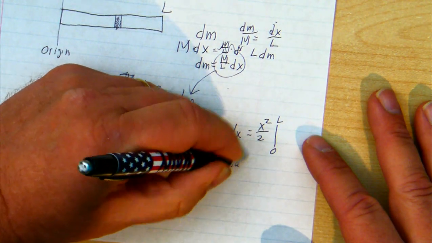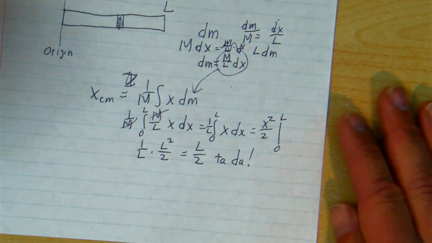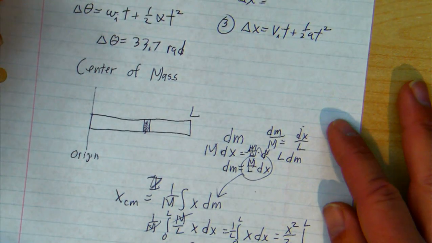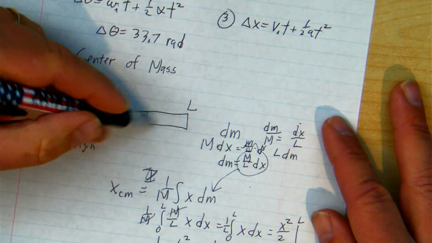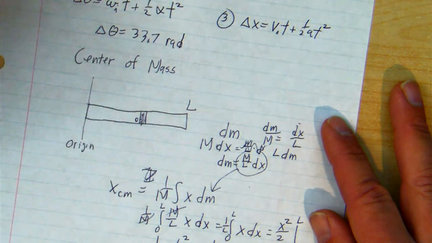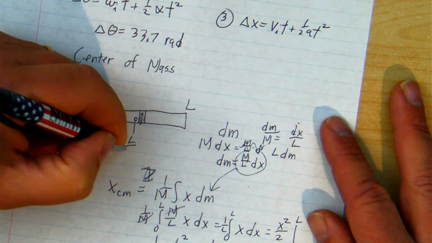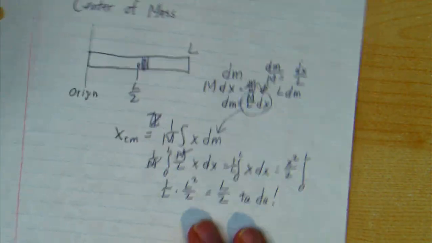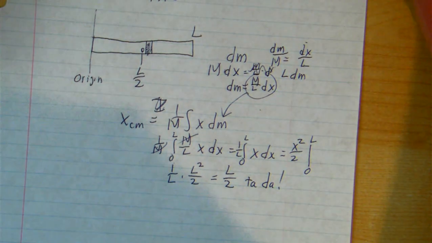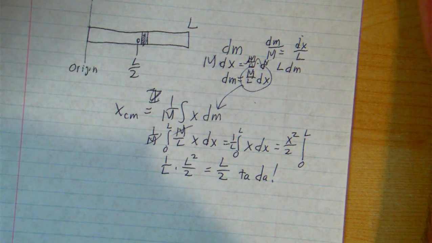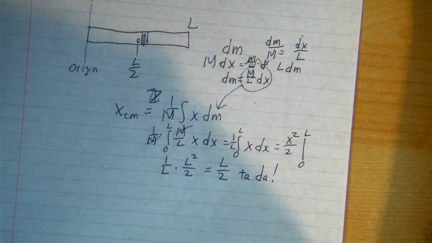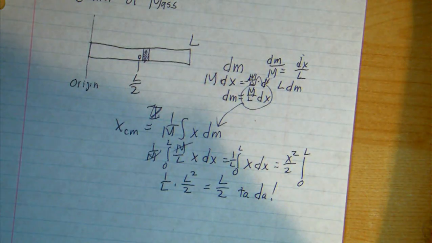Well, 1 over L times L squared over 2 is L over 2. Ta-da! You have found through integration that which you should have already said off the top of your head: if it's uniform thickness, uniform density, then the center of mass is at the halfway point. That's exactly what we got by integration. Makes you wonder why we do this. Because the situation isn't always going to be this simple. Let me try to push on because time is running short.